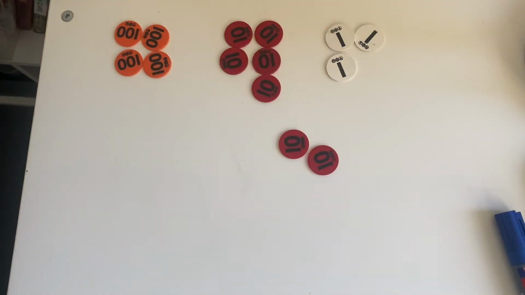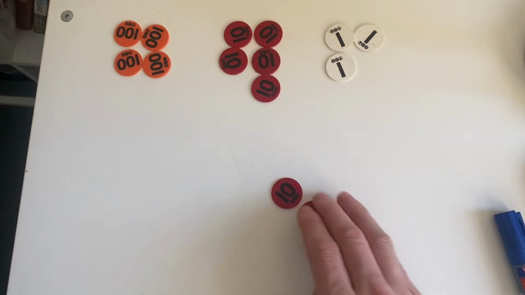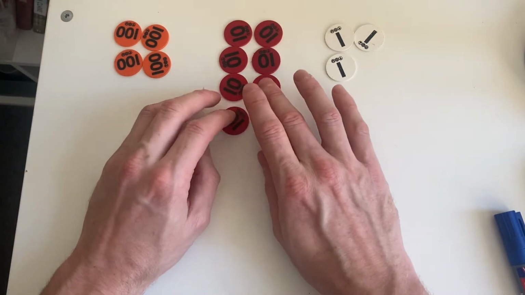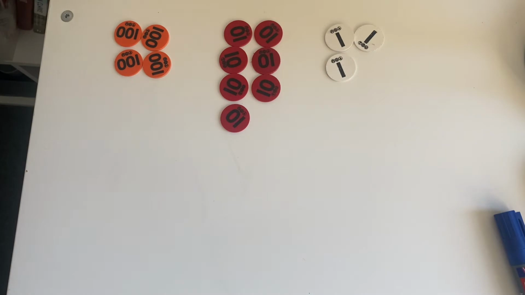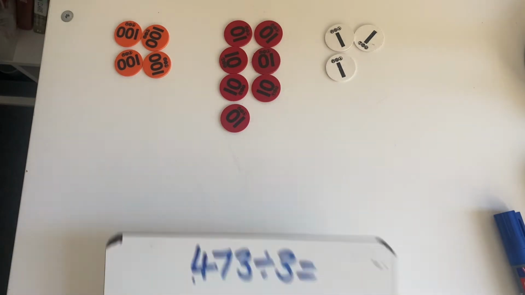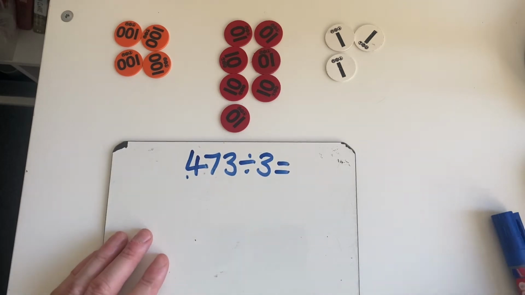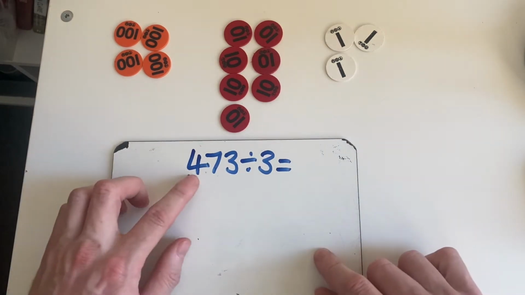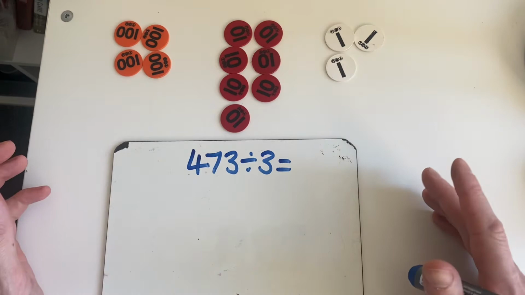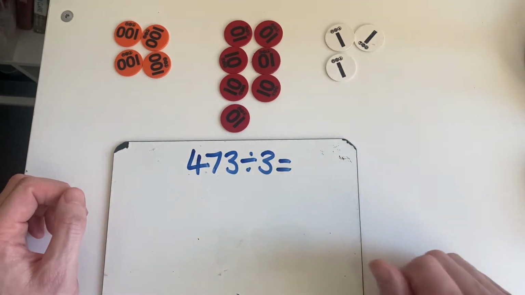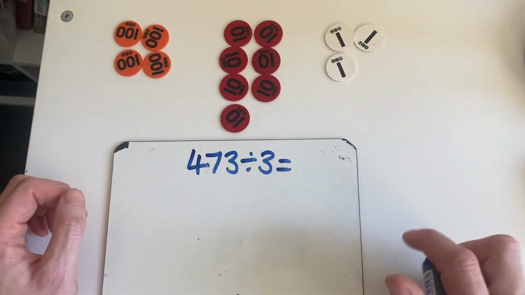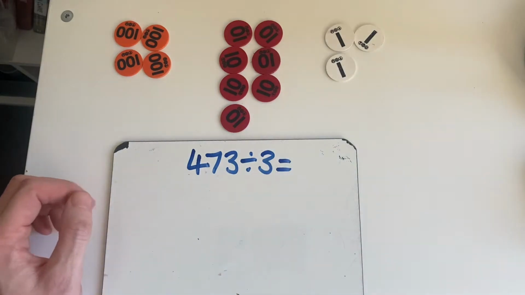Okay, children, your lesson today is looking at dividing a three-digit number by a one-digit number, including remainders. So our question here is 473 divided by 3. We're going to look at doing it as a pictorial representation, and then later on look at an example using a written method. So we're going to take this question here.